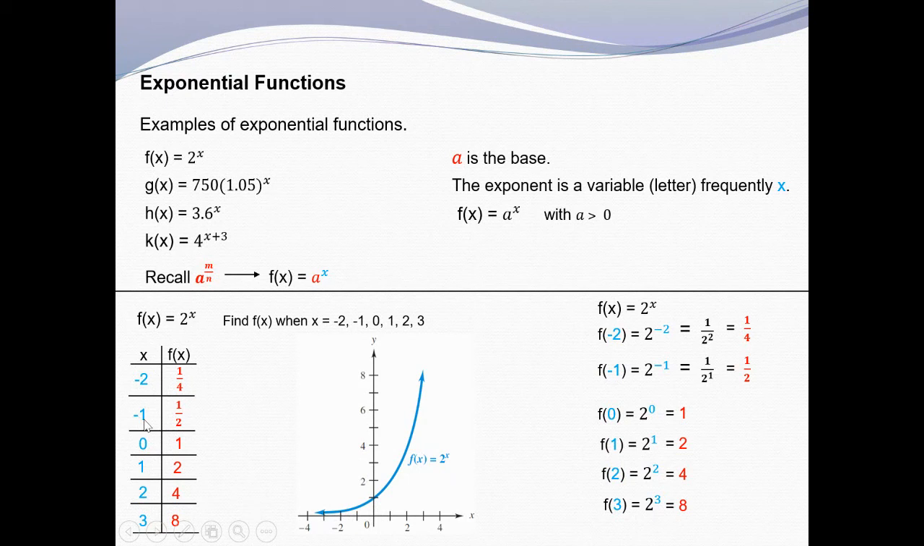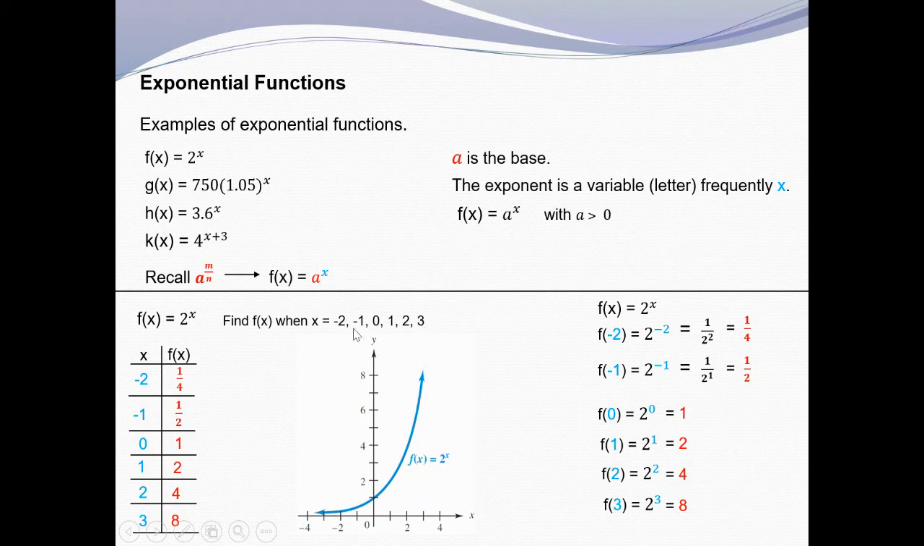And then when x is -1, it's going to be about 1/2. And when x is 0, it's going to be 1. Then when x is 1, it's going to be 2. See, there's 2. And when x is 2, it's going to be 4. So you keep plotting your points. And when it's 3, it's going to be 8. So then all you do is connect the points, and that's your graph.